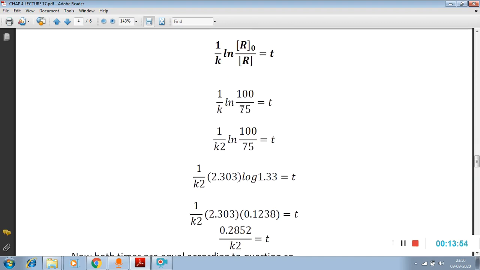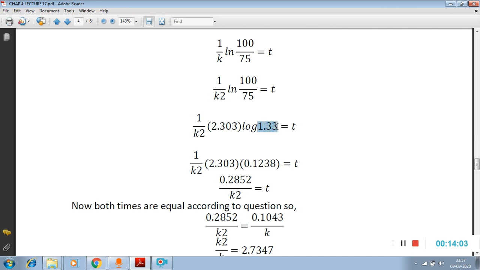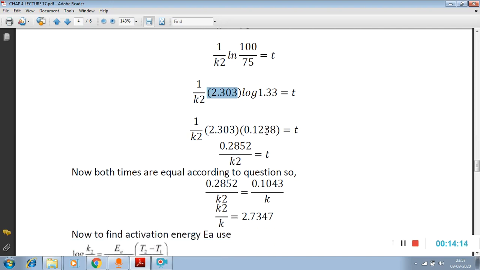So you can see here 75 is here, rest of it is same. 100 divided by 75, 100 divided by 75, that is 1.33. Now ln into log means 2.303 is there in multiplication, log 1.33 value, that is 0.1238. That value I have written here. Now this multiplication you will get 0.2852 divided by K2 is equal to T.